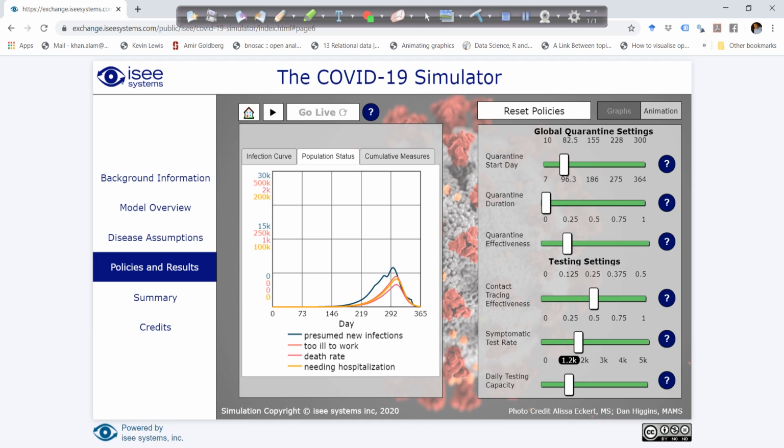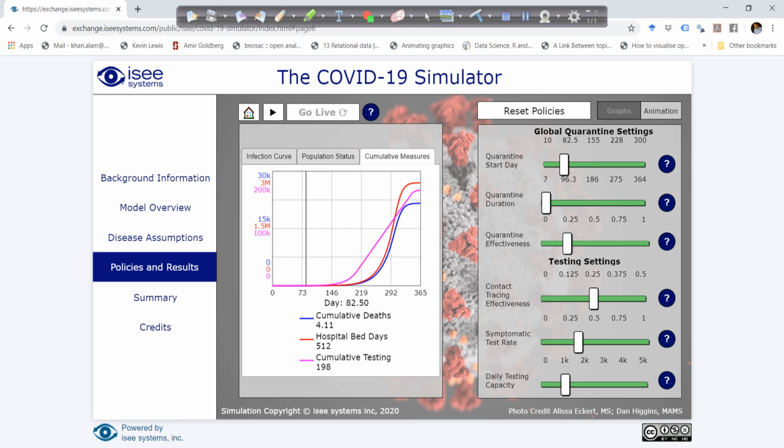And if you increase our testing capacity, things are really good. For 100, it's quite bad, but the more we increase, the flatter it gets. And the cumulative measures should be really good here. The cumulative measures show a massive decrease, like around 5,000 decrease in cumulative deaths.